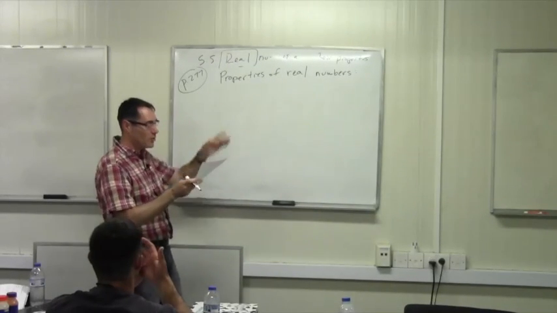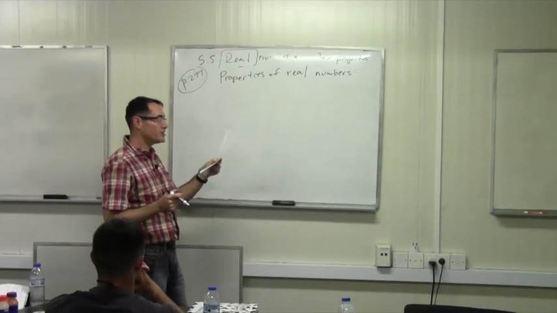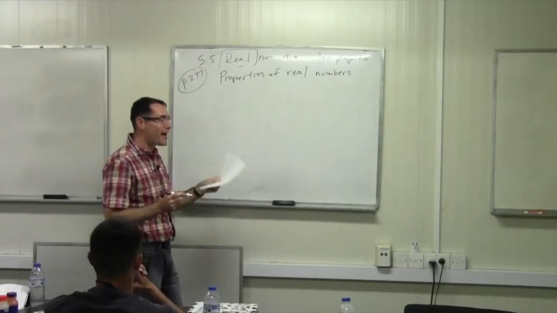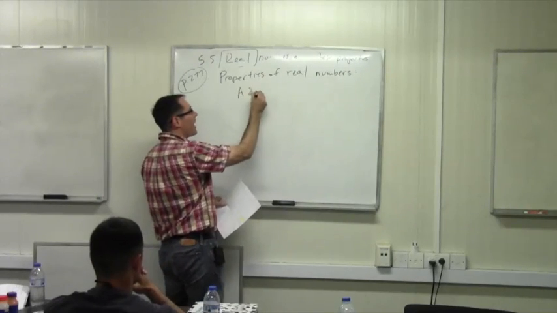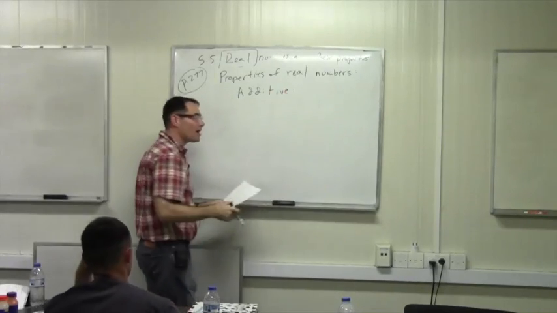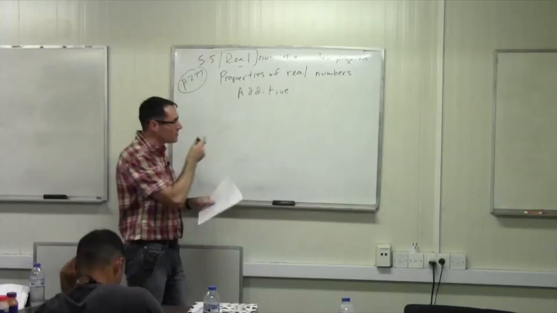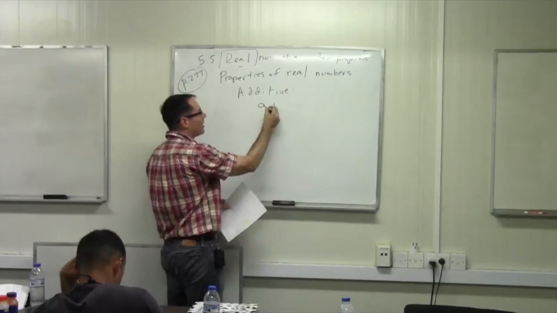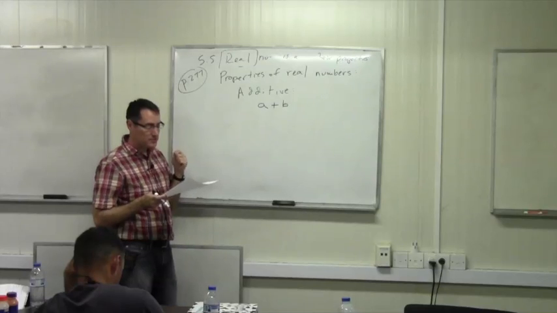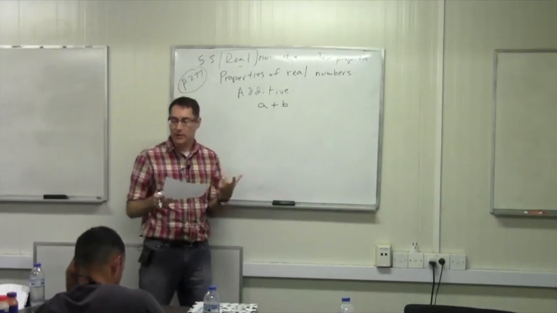Properties of real numbers. Let's look at some properties which we call additive properties. A-D-D-I-T-I-V-E. Additive properties are about when you're adding numbers together. Pretty simple, right? When you add a real number plus a real number, a plus b, can you end up with a number that's not real?